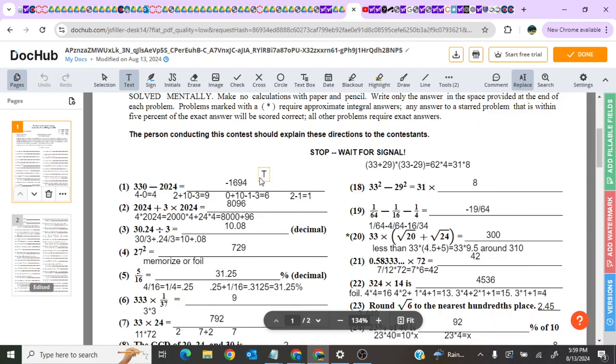2024 plus 3 times 2024. Well, that's basically the same thing as 2024 times 4. You can split the segments 2000 times 4 plus 24 times 4 and get 8,096.